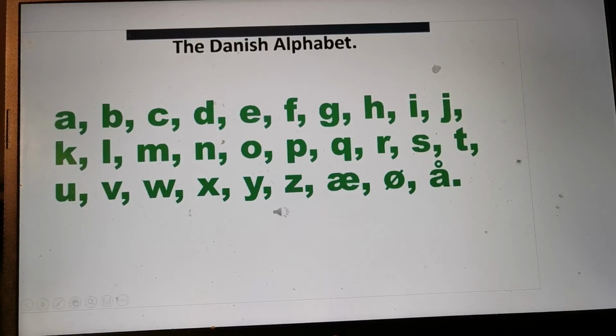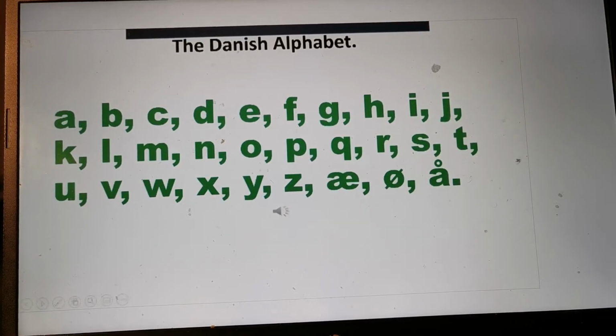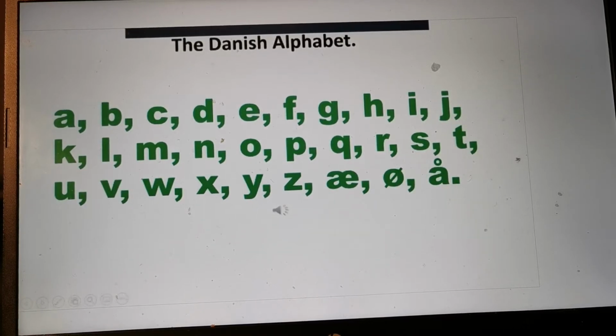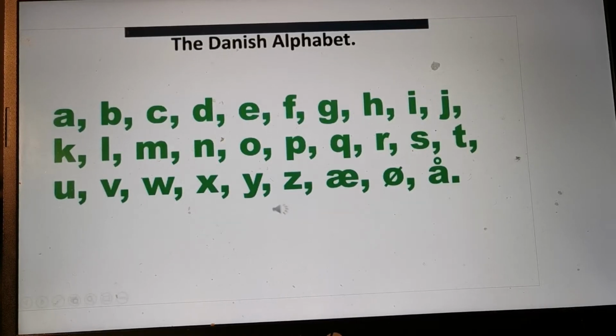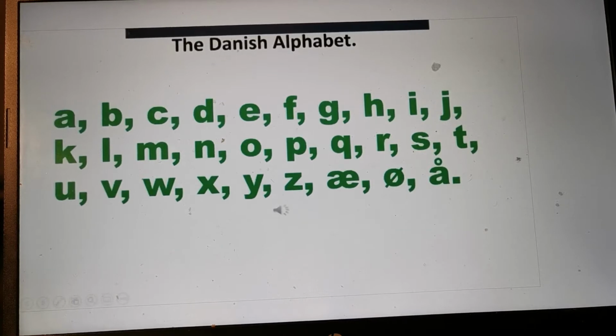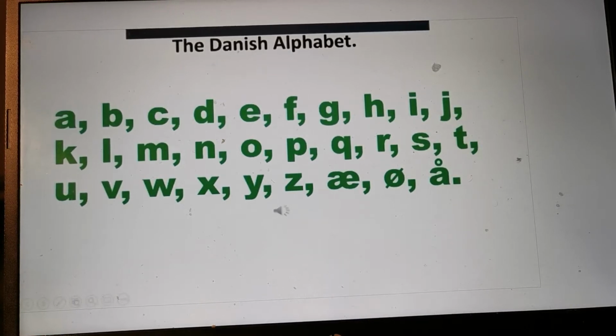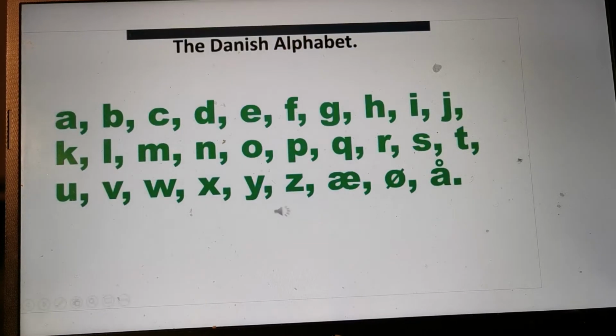A, B, C, D, E, F, G, H, I, J, K, L, M, N, O, P, Q, R, S, T, U, V, W, X, Y, Z, Æ, Ø, Å. One more time. A, B, C, D, E, F, G, H, I, J, K, L, M, N, O, P, Q, R, S, T, U, V, W, X, Y, Z, Æ, Ø, Å.